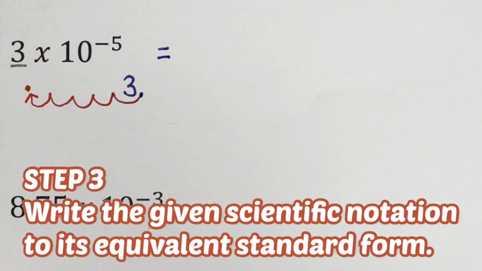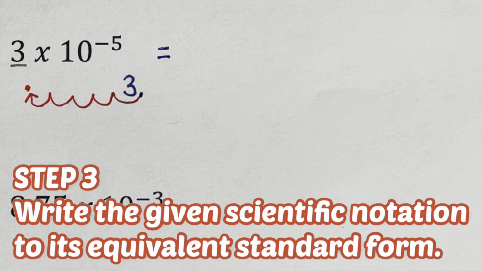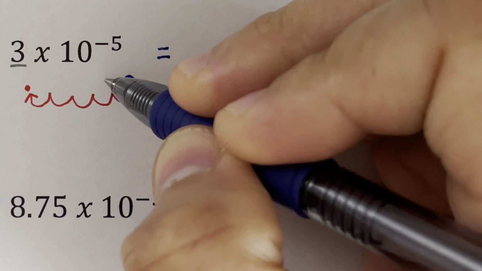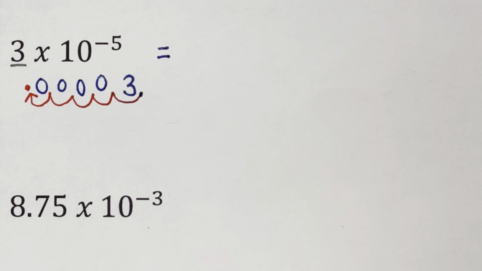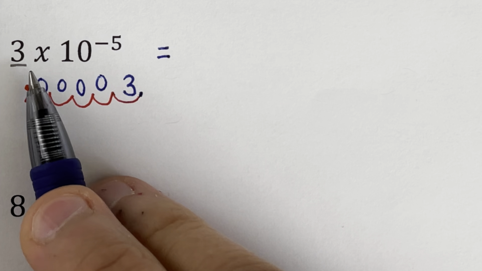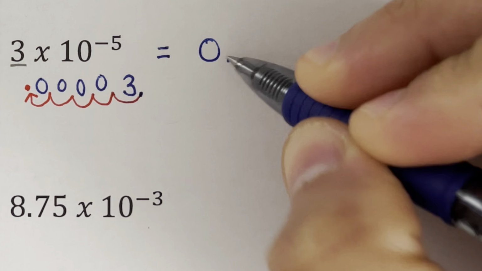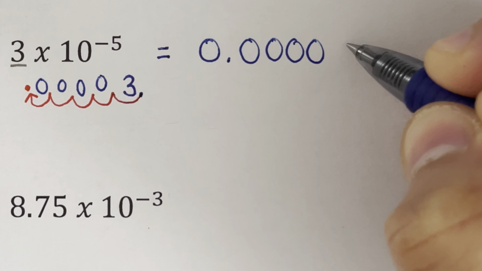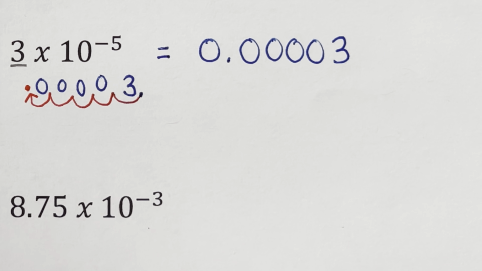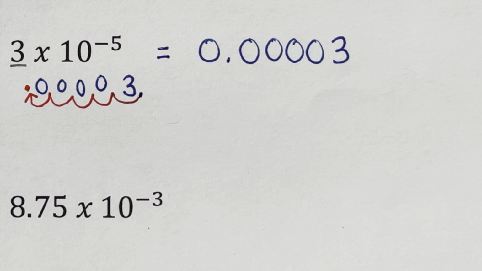The third step is to write the given scientific notation to its equivalent standard form. Now we remember that we need to put zeros in all of these places right here. So then our final answer, changing this to its decimal form, would be 0 point, then we have 4 zeros, 1, 2, 3, 4, and then we got 3. So this is the standard form for this scientific notation right there.